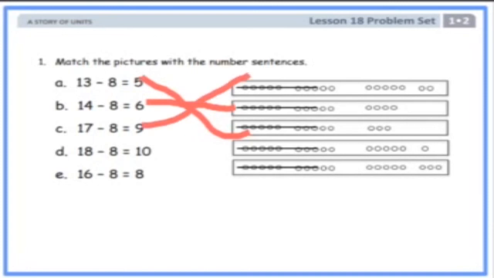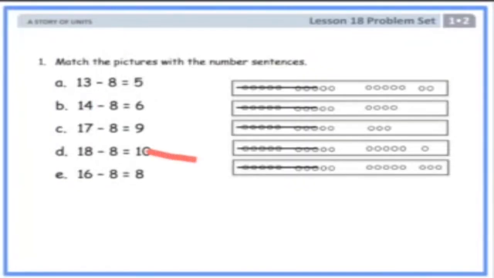You see that? Now where do I have D, which is 18 minus 8 equals 10? Where do I have 10 and 8? I have it right in front of, yeah. You see that? That's 18 minus 8, 10 and 8. Then the last one, which is E. Where do I have E? E is right here, because it's 10 and 6, and I crossed out my 8.